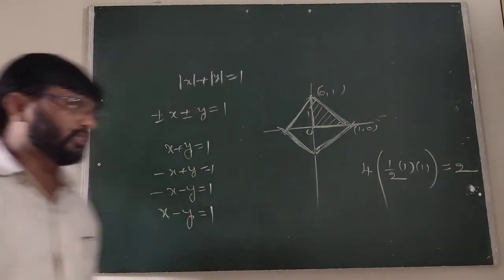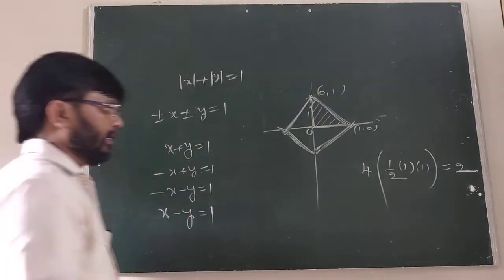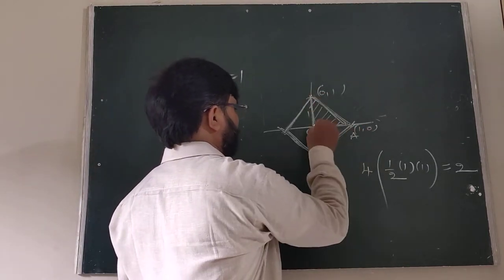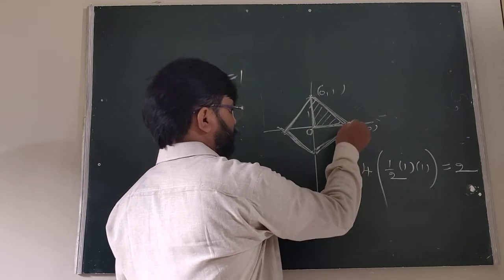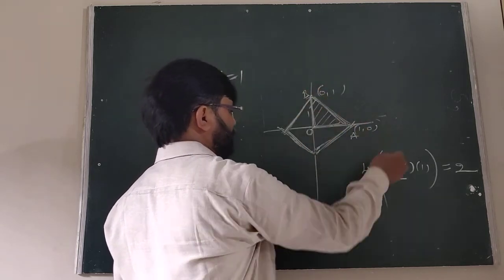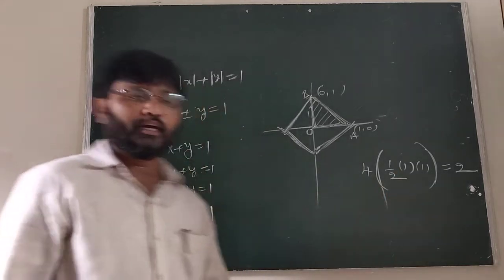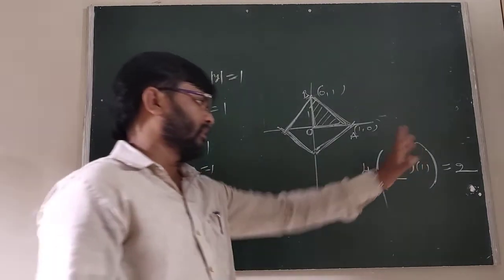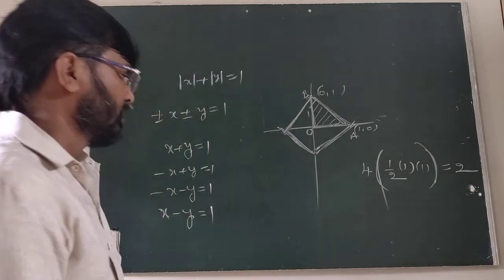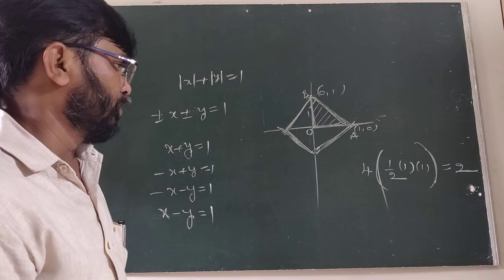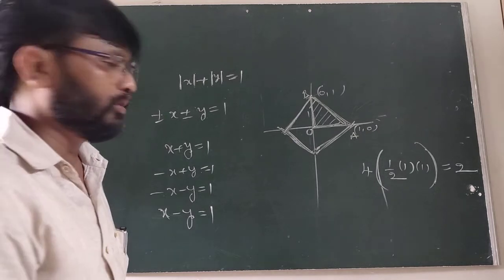This is the required area. The triangle: we have to find the area of the triangle AOB. Then it is 4 times the area of the triangle AOB. Okay students, 4 times 1 by 2 into 1 into 1, that is 2. This is our required area.